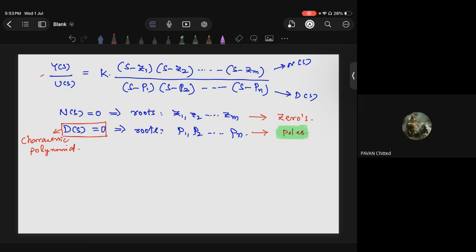Sir, here I have one doubt. In a transfer function, is the number of zeros always equal to the number of poles? No, no, we will come to that point. We'll come to that point.